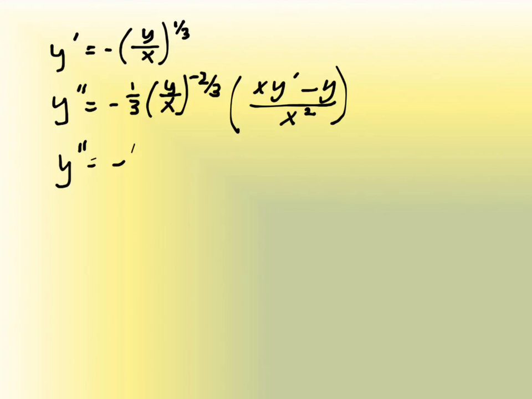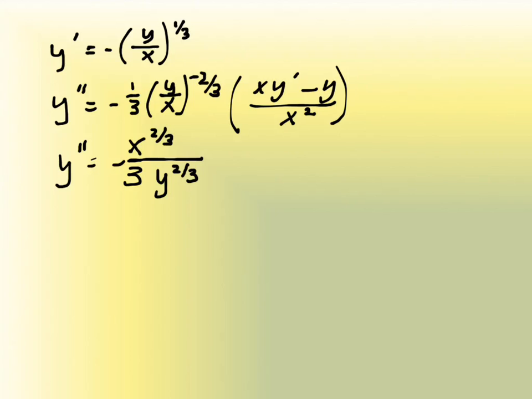The negative 1/3 I'm going to leave alone. I can actually flip this fraction, y over x to the negative 2/3 again, right? If I flip it, I get a positive 2/3. So I can extend this. I can make this an x to the 2/3 on top and a y to the 2/3 on bottom. Is everybody okay with that piece?